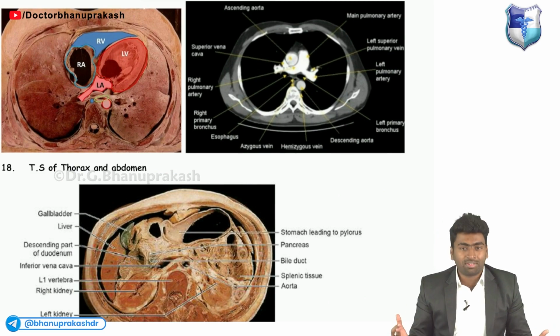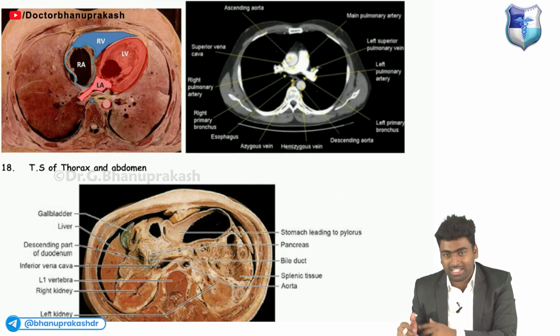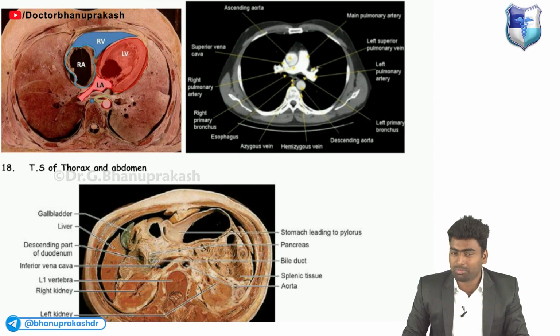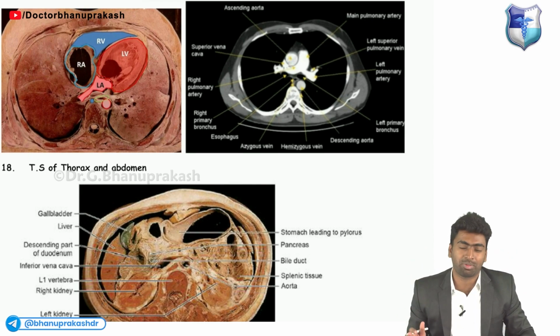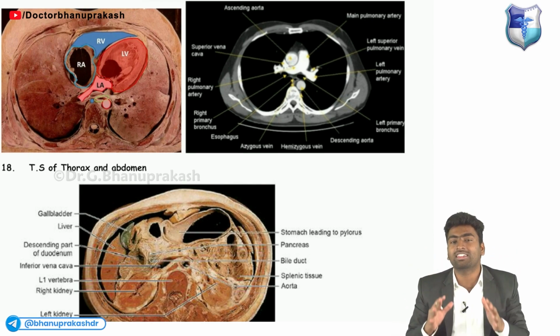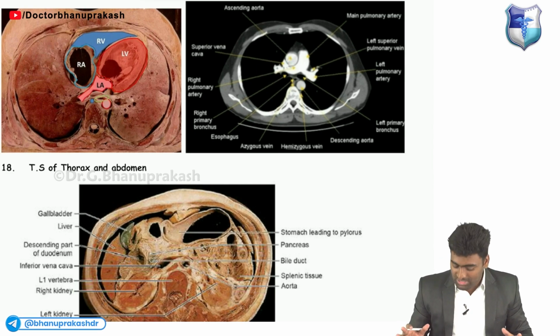With this understanding, we'll move on to the TS of the thorax and the abdomen. Mostly they will ask about these cadaveric images, so make sure you see this image before going to your examination. Most of our subjects consist of only 20 to 21 pages, and if you read these 21 pages before your examination, it is a high yield revision that you can have for your FMGE examination, right?